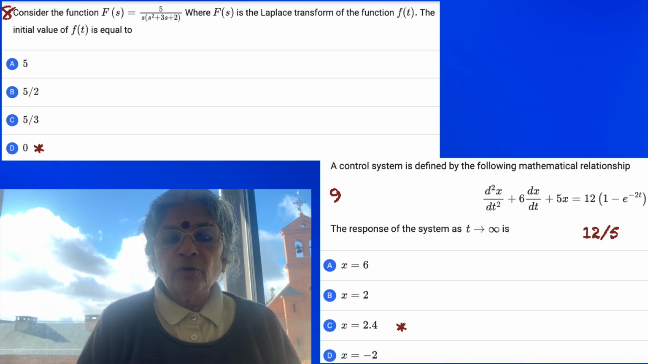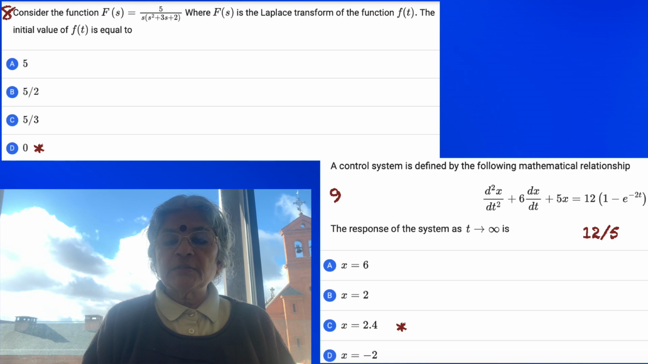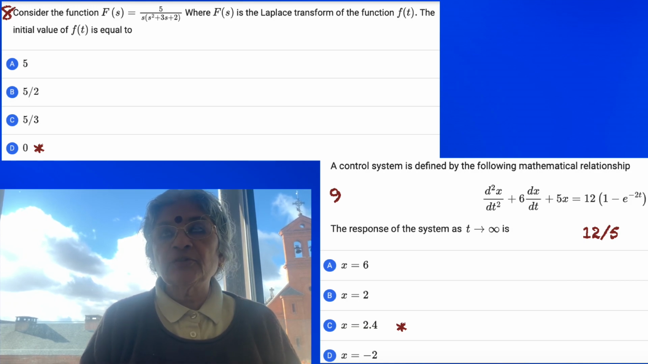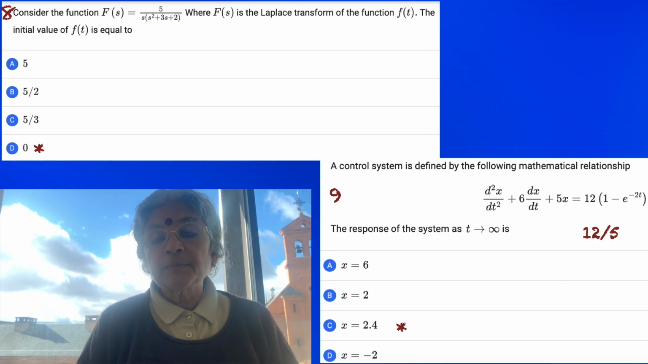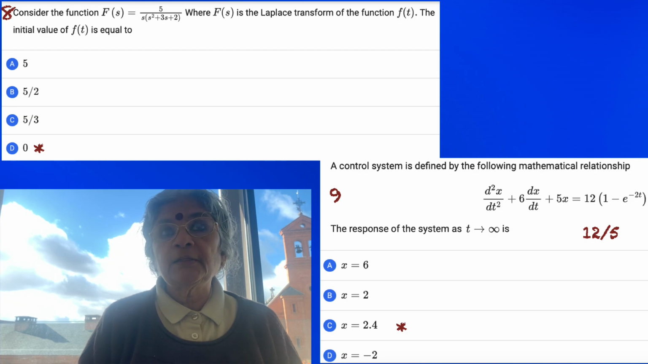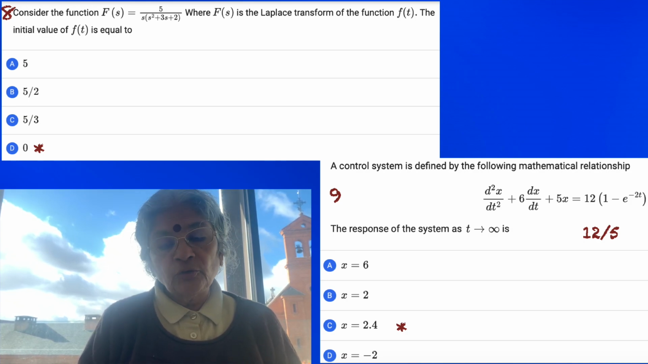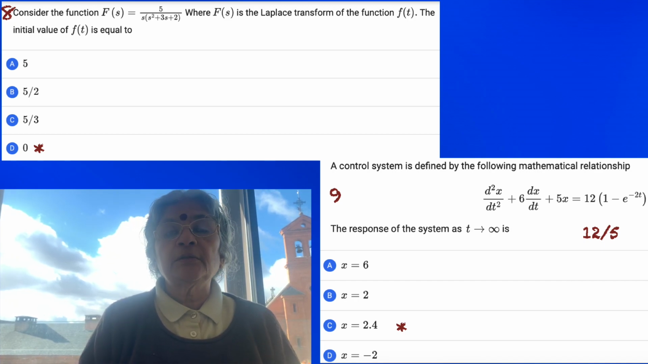Moving on to the ninth problem. A control system is defined by the following mathematical relationships. Just have a good understanding of the mathematical relationship, which has d square x by dt square, 6 dx by dt plus 5x. So these are three terms on the left hand side. The right hand side has 12 minus 12 into e raised to minus 2t. The response of the system as t tends to infinity.